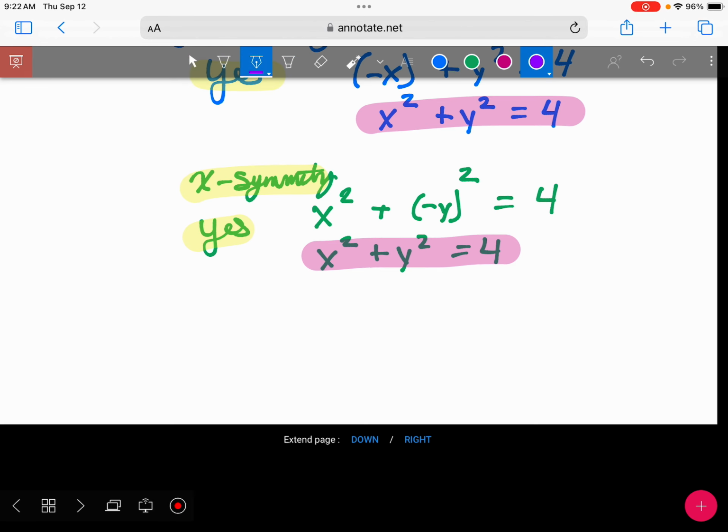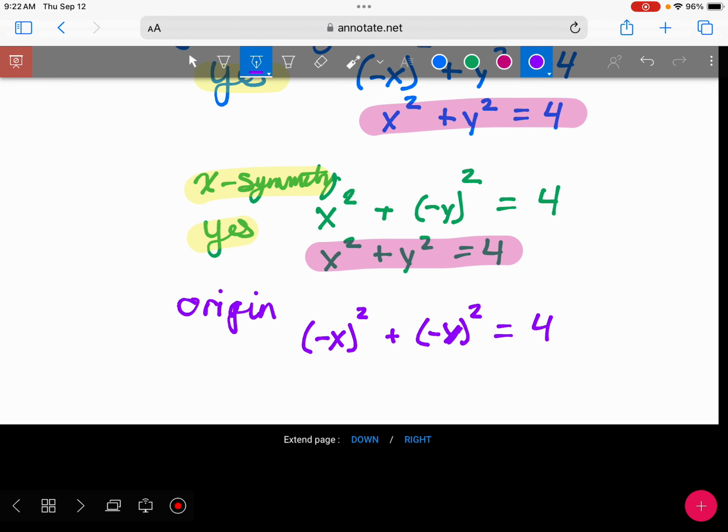One more test. Let's check for origin. Surely it's not going to have all three. We have the opposite of x squared plus the opposite of y squared equals 4. That is a y. Looks kind of like an x, but that's a y. So what happens when we square the opposite of x? Same thing as x squared. What happens when we square the opposite of y? Positive y squared. So do we have origin symmetry too? Yes. What the heck is happening here?